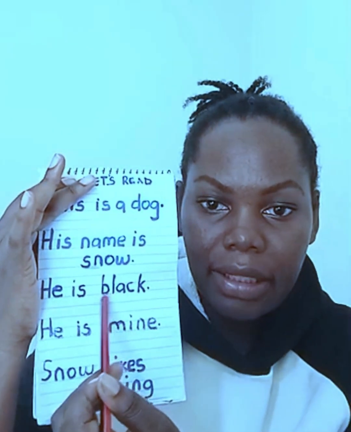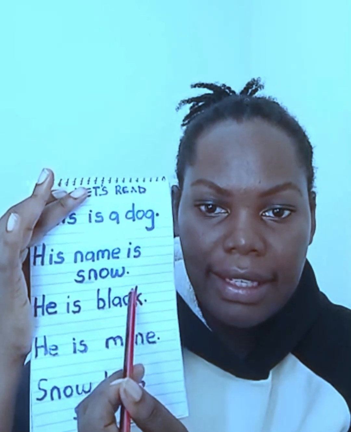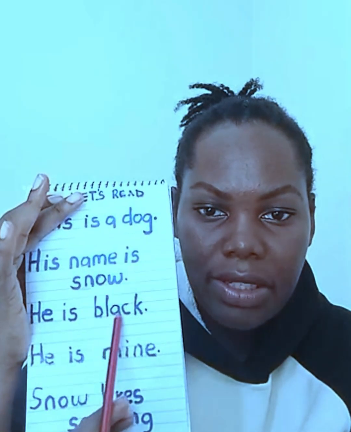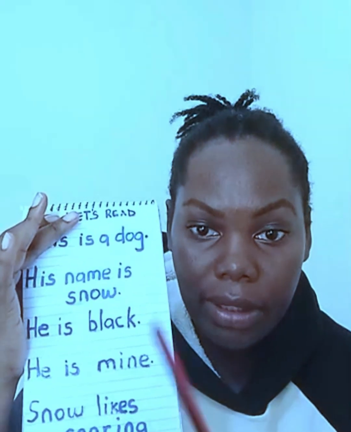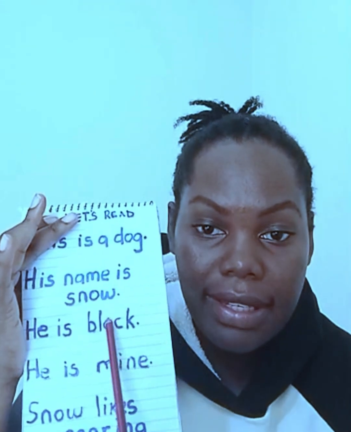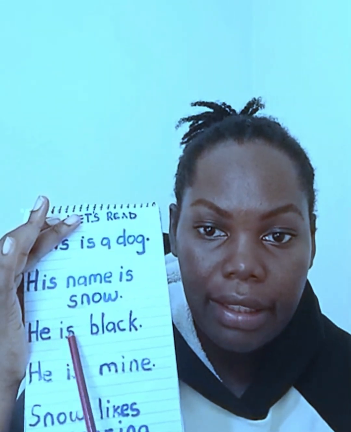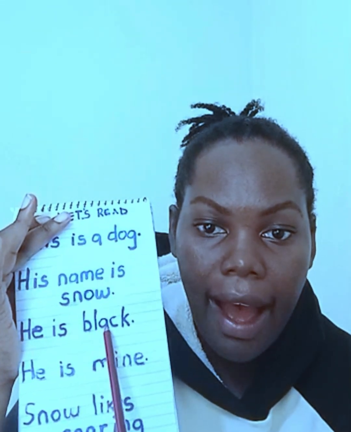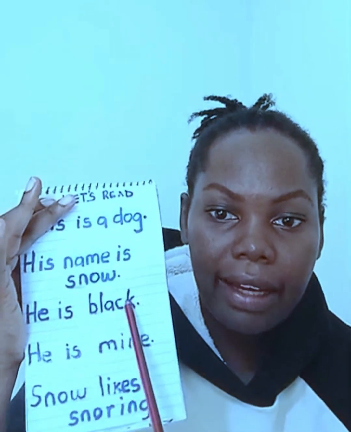He is black. Bl is a blend that we looked at in the previous video. Bl is a blend. CK. These two letters CK make one sound. So this is a digraph. He is black.